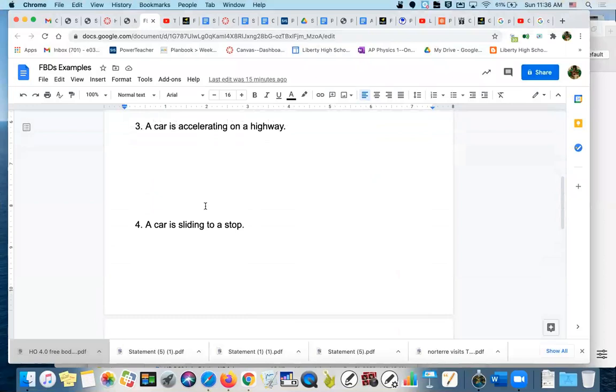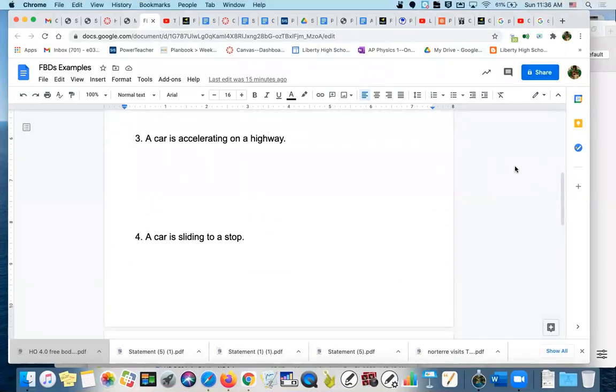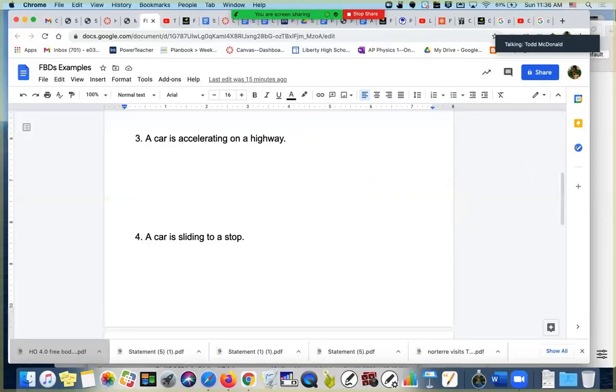As we move down the page here, we've got a car accelerating on a highway. Okay. Again, I'm not very good at drawing, so I'm not going to even try to draw this car. All I'm going to do is represent the car with a dot. We're going to assume that it's going that direction, to the right. And therefore, we want to think about what forces are acting on the car. Well, there's got to be some kind of force causing it to accelerate to the right. Since we don't know what it is, we're just going to call it an applied force to the right. Okay.